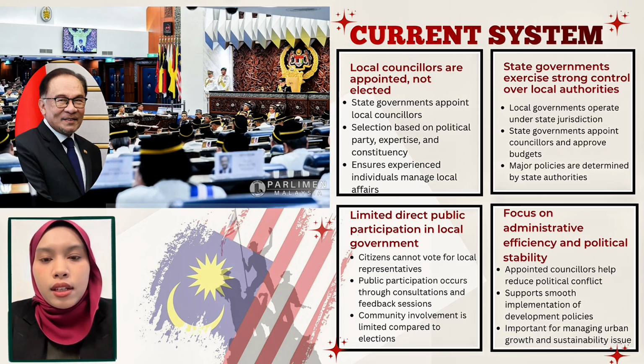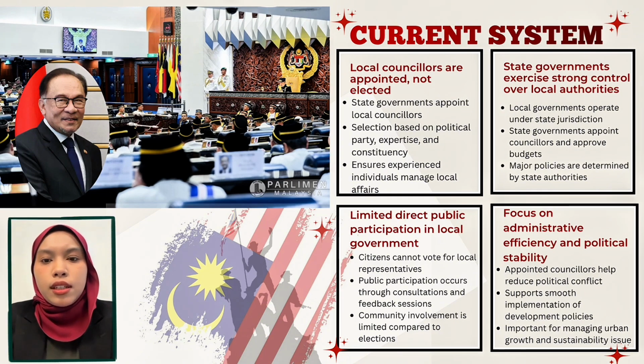business licensing. Another key point is the strong control of state government over local authorities. Local governments operate under state jurisdiction and are not fully independent. State governments have the power to appoint councillors, approve budgets and set major policy direction. This ensures consistency in governance and development planning. For example, in Petaling Jaya, the city council must align its policy with the Selangor state government, especially in areas such as urban development and infrastructure planning.